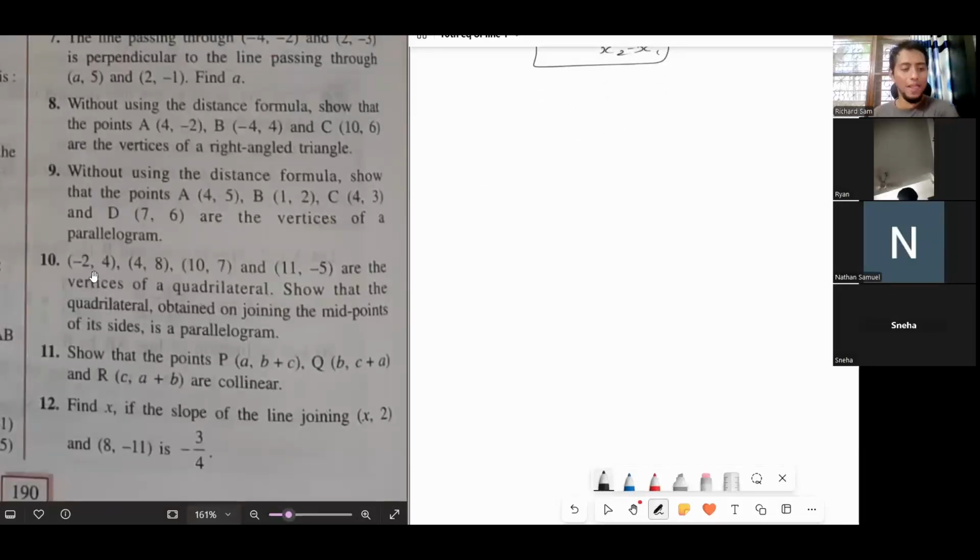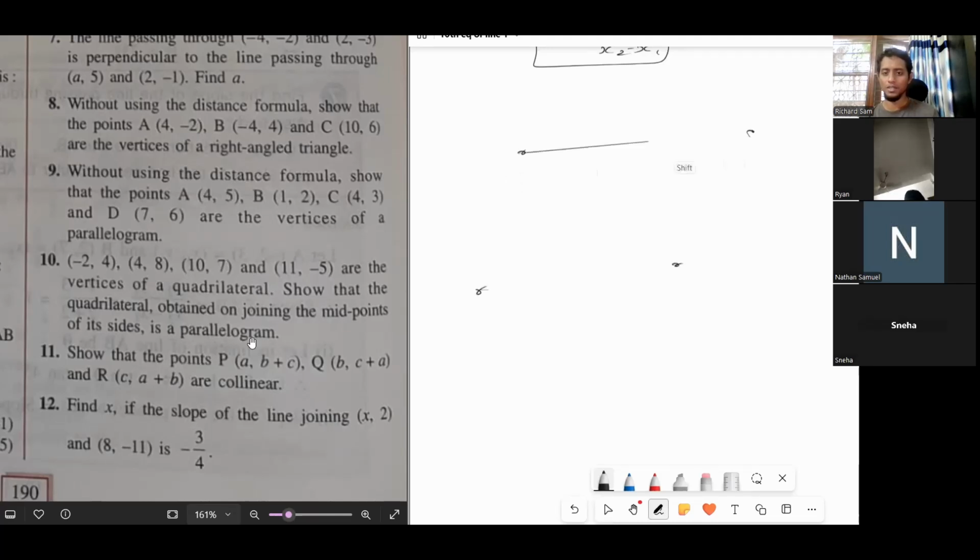Okay, question 10. So they've given four points. They are the vertices of a quadrilateral. A quadrilateral means four-sided shape, right? Any random four-sided shape. Show that the quadrilateral obtained by joining the midpoints of its sides is a parallelogram. It's a direct question, right? You have 4 points.